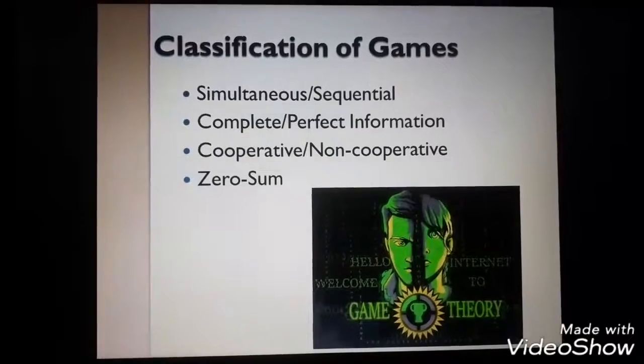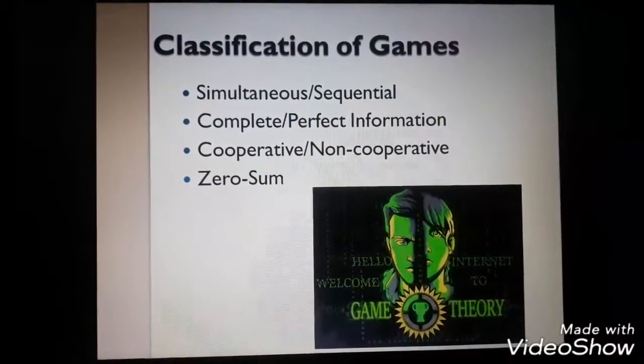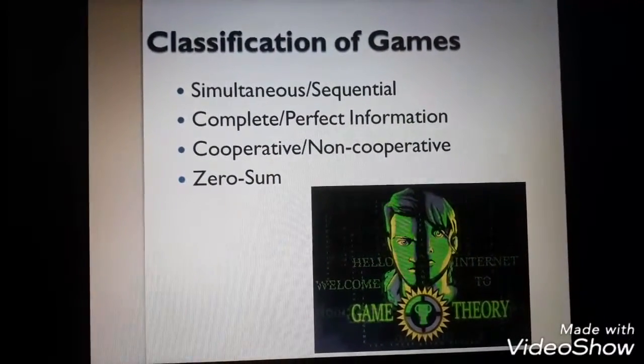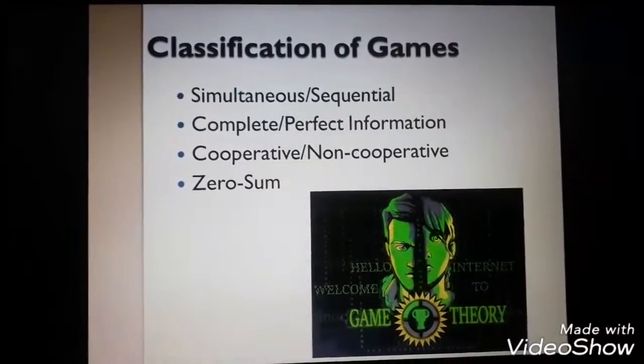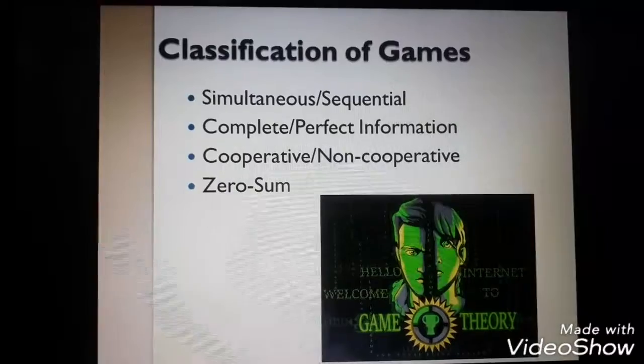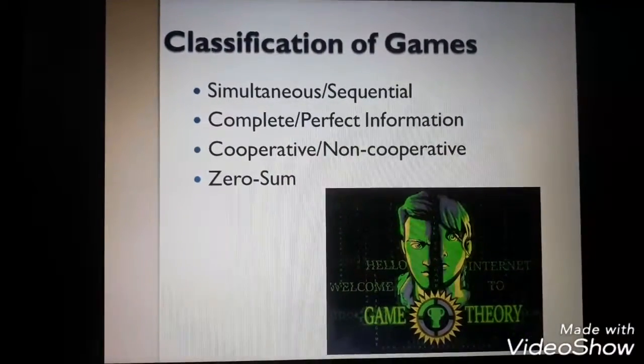There are actually many classifications of games, but today let's just focus on 7 kinds, namely simultaneous versus sequential, complete versus perfect information, cooperative versus non-cooperative games, as well as a zero-sum game.